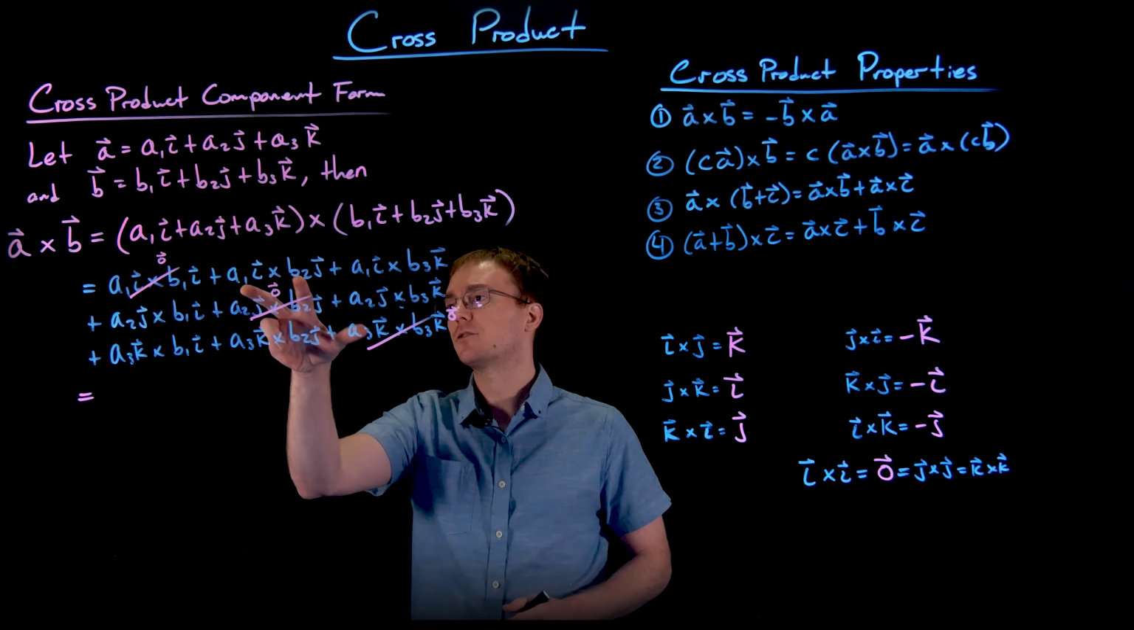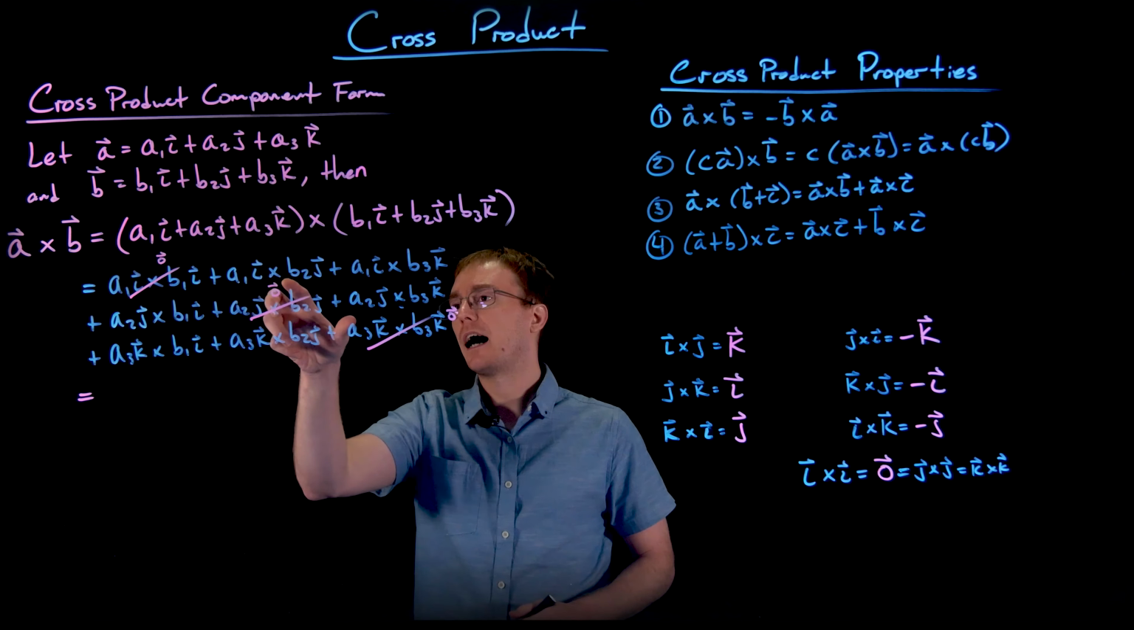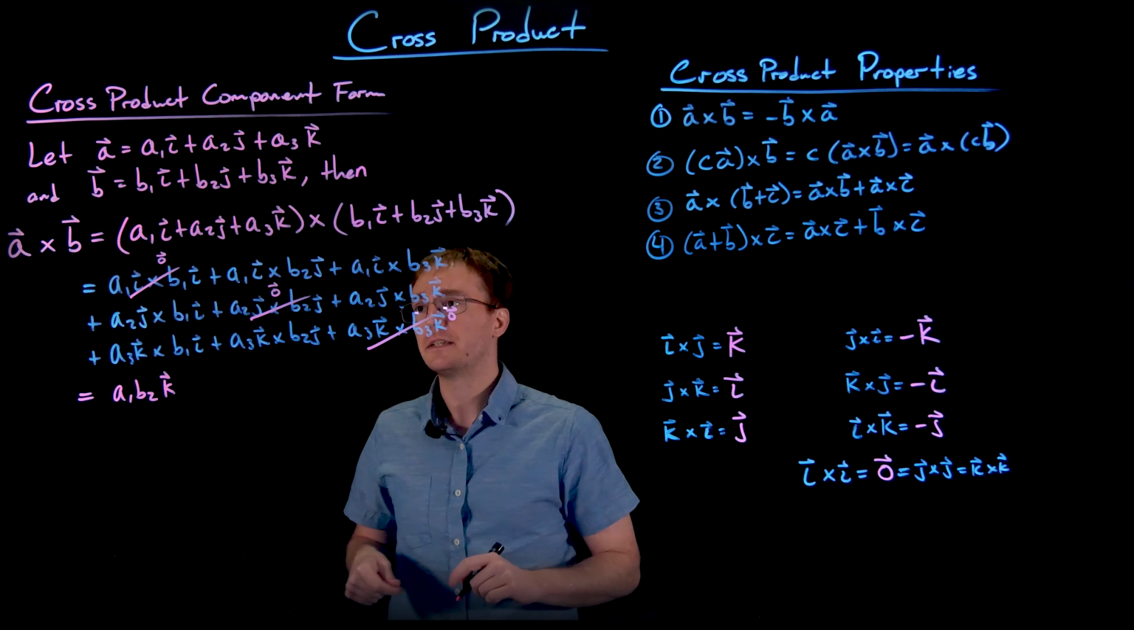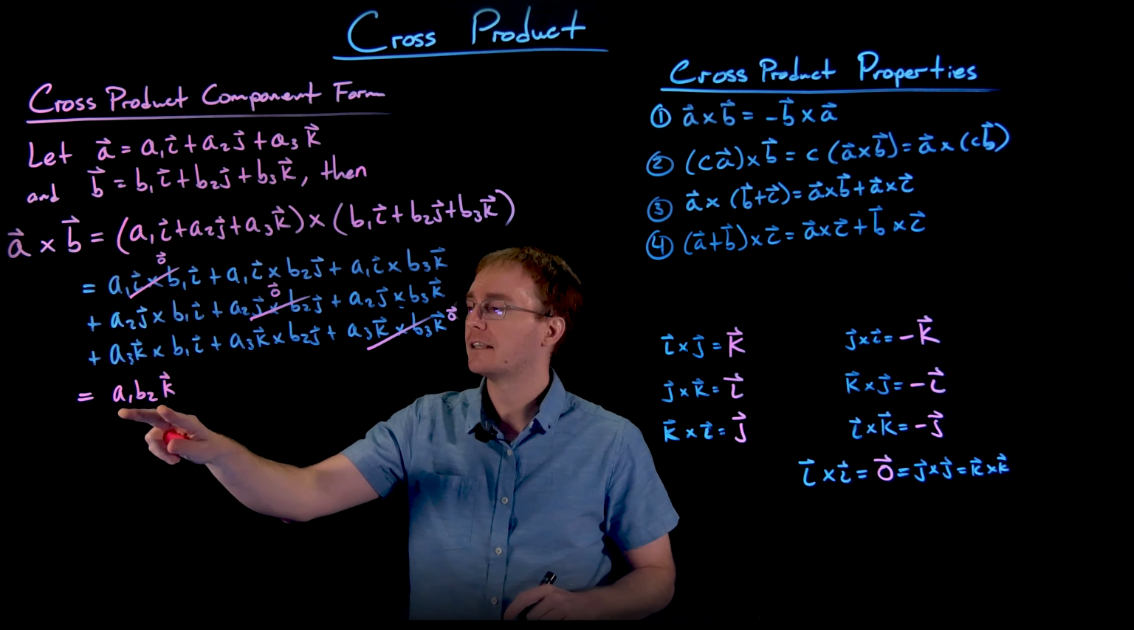So for our next piece, we have A1i crossed with B2j. Well, we can use that property that lets us bring those scalar factors of A1 and B2 out. And then what is left is going to be i cross j. But what do we know about i cross j? i cross j gives us k. So the very first cross product in our expanded version went to 0. The next cross product, A1i crossed with B2j, we can simplify and rewrite as A1 B2 times k.